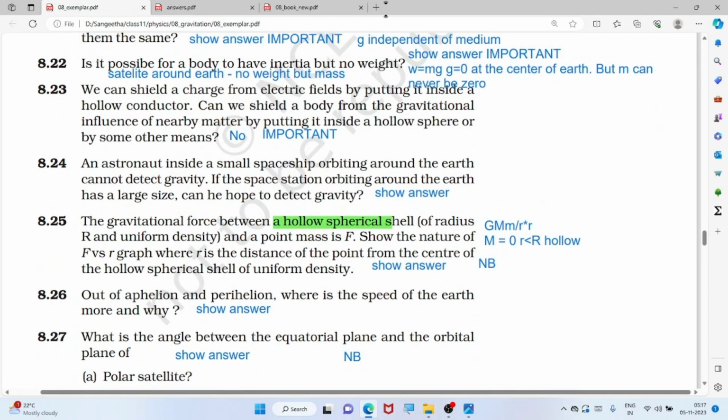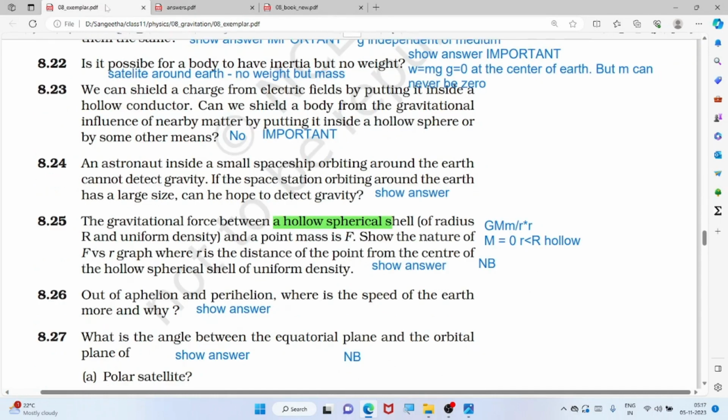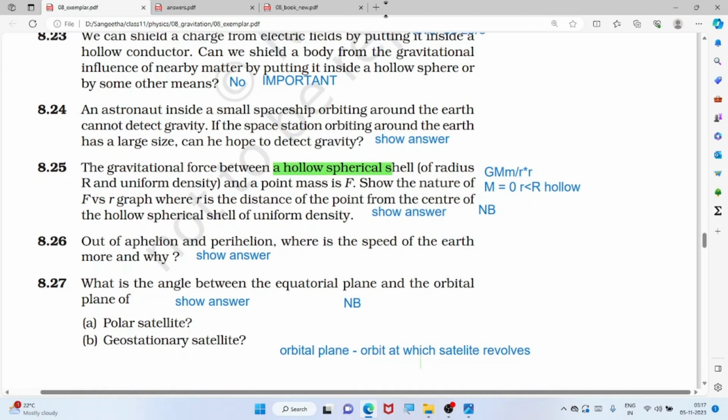We can shield a charge from an electric field by putting it inside a hollow conductor. Can we shield a body from gravitational influence? No, we cannot shield the gravitational force by putting the body inside a hollow sphere. That is important. We cannot shield gravitational force like electric force, and astronauts inside a small spaceship orbiting around the Earth cannot detect gravity.